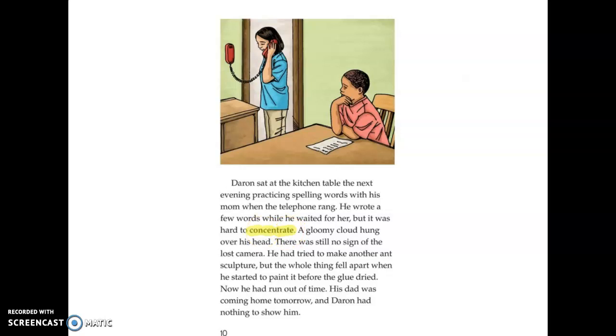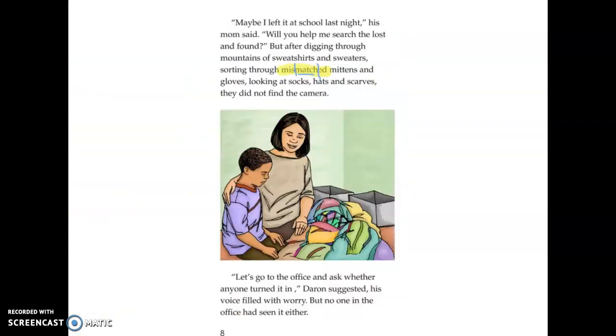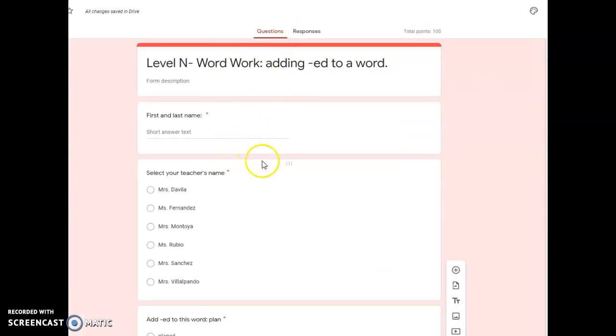So again, your assignment for today is to read pages 7, 8, 9, and 10 and practice on your own how to retell what has happened so far in the story. Remember, the purpose of retelling is to help you understand the story. Then I'm going to assign you a Google form that will go over your word work for today.